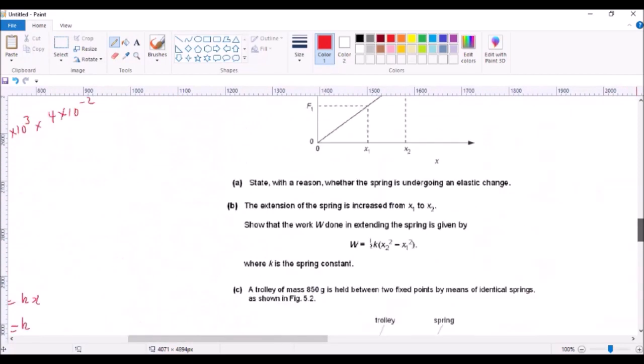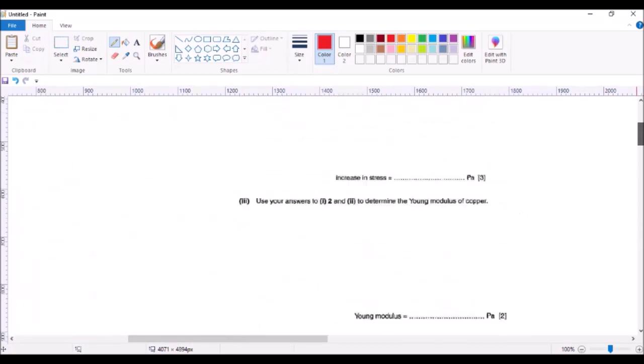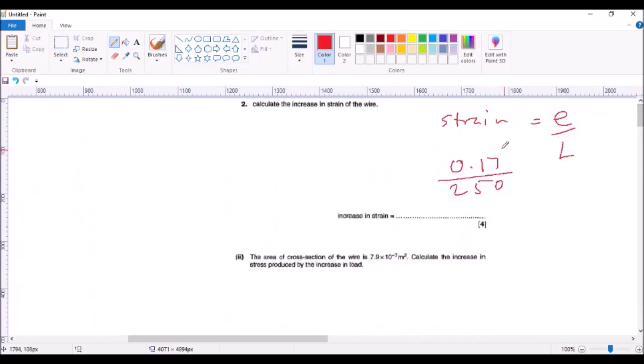Okay, so 0.17 divided by the original length, 2.5 times 10 to the power of 2, is 6.8 times 10 to the power of minus 4. Right, correct. Strain has no units because it's meters over meters.